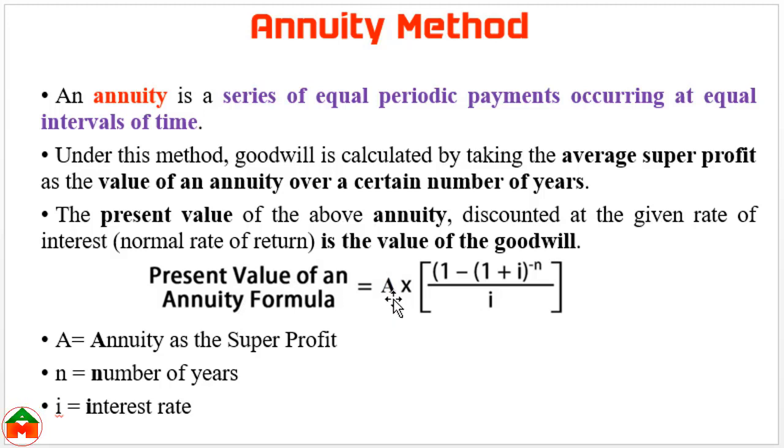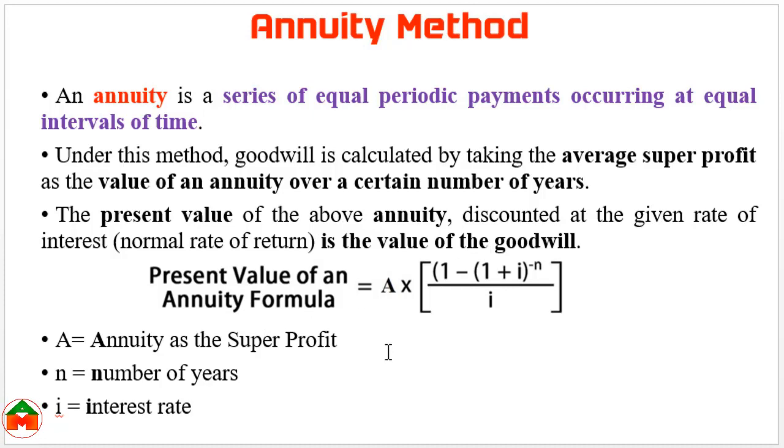Here we can see the formula, the present value of an annuity formula. Here A indicates the annuity, which is the super profit. Then we need to multiply this by the bracket 1 minus bracket 1 plus i, where i means the interest rate, raised to the power minus n. Here n means the number of years, and we need to divide this upper part by i, the interest rate. So by doing this formula, we will get the present value, and the present value of the annuity would be considered as the value of the goodwill.